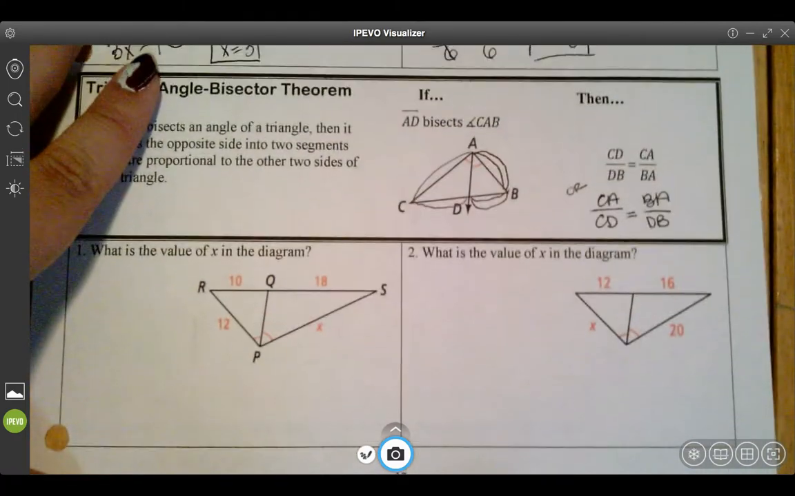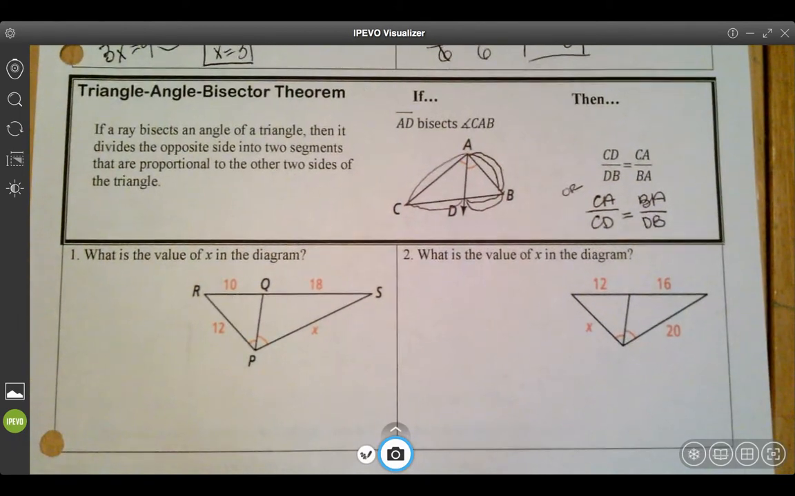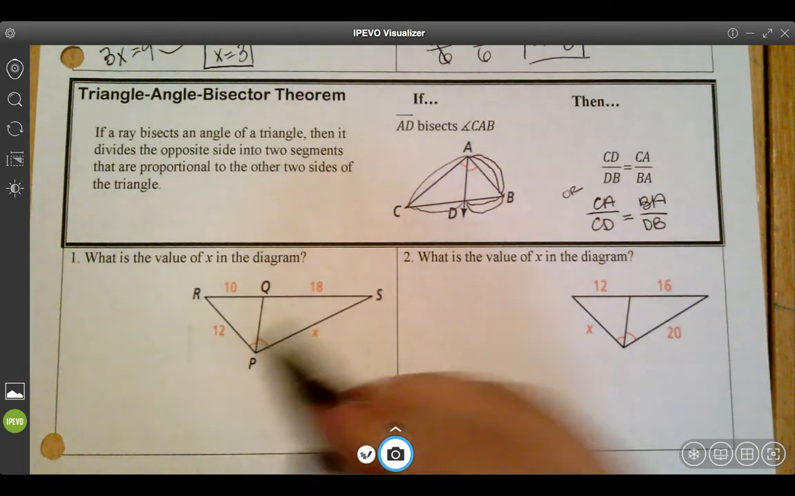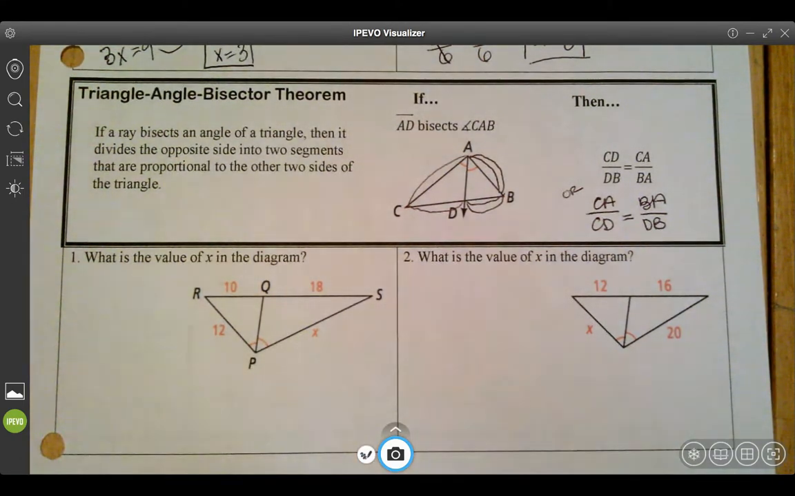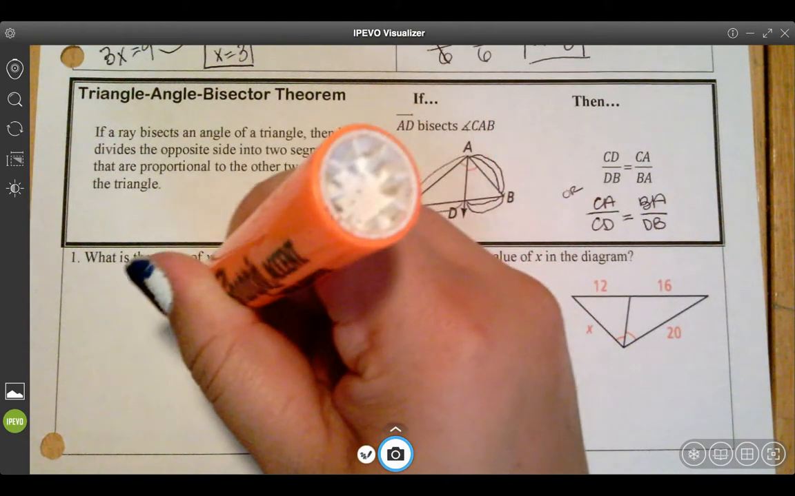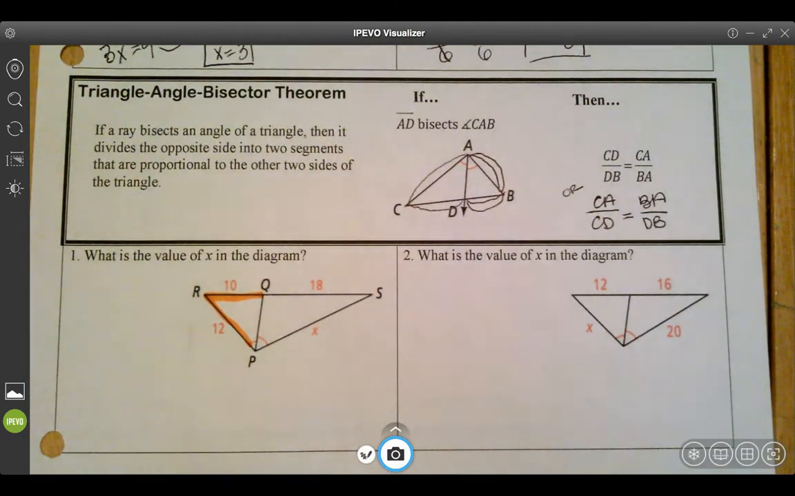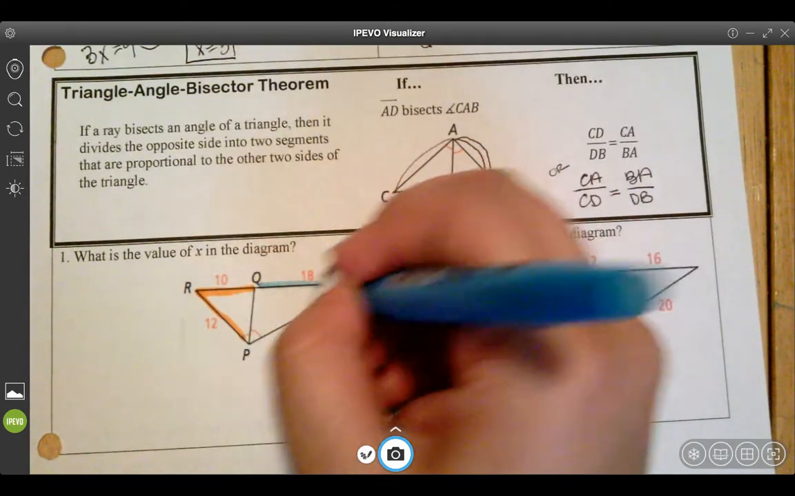For our next examples, we're using the triangle angle bisector. So we're looking at these two angles that are bisected. I'm going to say I've got my orange side of the triangle and I've got my blue side of the triangle.